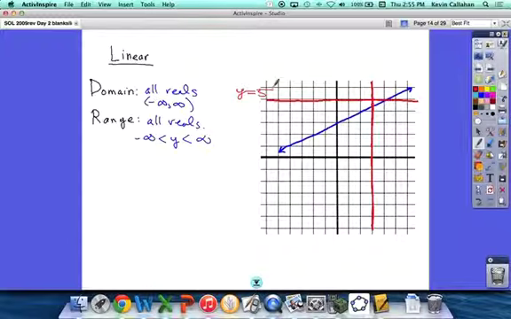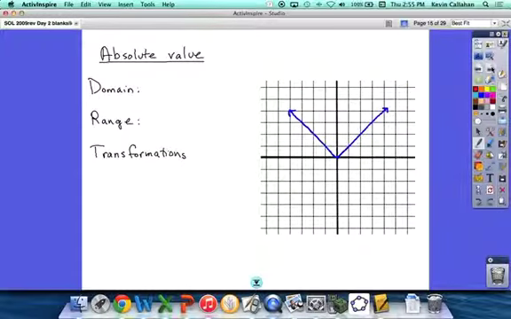This line is the line x equals 3. What is the domain? 3. What is the range? All real numbers. Okay? Blue.